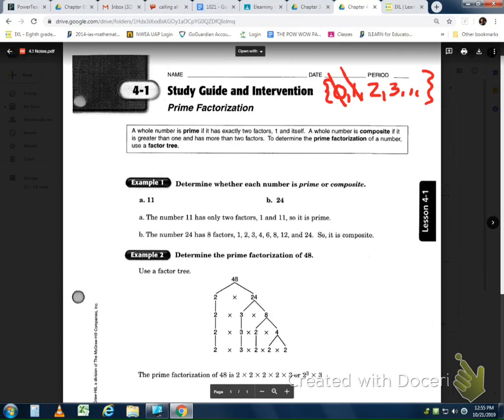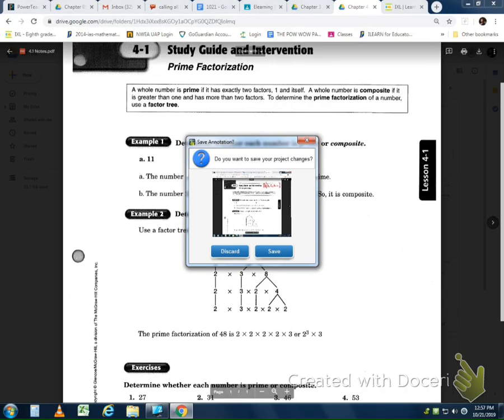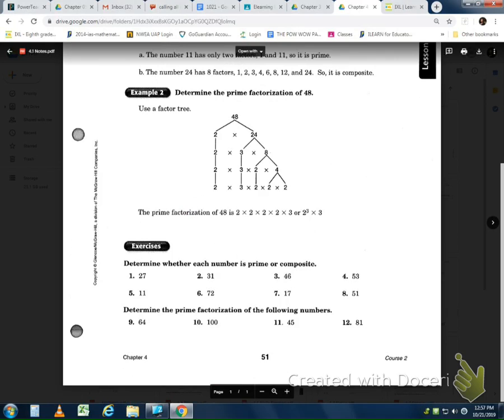It's composite because 1 and 4 go into 4, but what else? 2. So could we say that if the number's even, it's going to be composite? Every even number except which one? 2. 2 is the only even number that's not composite. Okay, so we're going to go down to the examples. We're going to talk about a factor tree here in a minute, but let's talk about prime and composite. Let's look at some of these numbers.